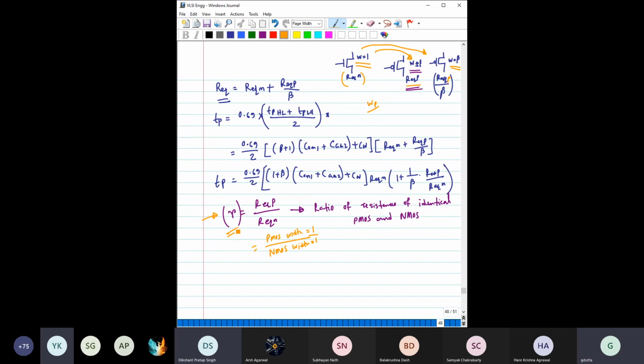From the charging and discharging point of view, this is the factor by which so far we have designed our inverter. If this R is equal to 2, then for an inverter we have always made the PMOS width equal to 2 times that of the NMOS. Not clear yet?